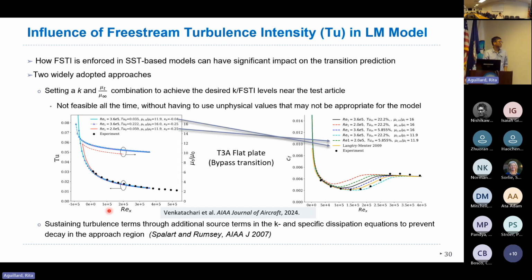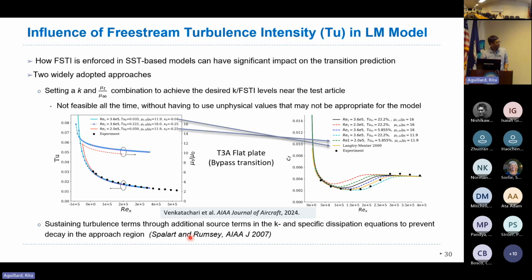And alternative approaches, and sometimes for certain levels of disturbances, no matter how you adjust it, you'll never be able to get that value. For example, the CRM-NLF case, depending on the domain size, whatever you do, you could never get that. So you would have to do some other way of enforcing the disturbance level. The other approach, through Spalart and Rumsey, is that they added a source term which will essentially freeze the decay in the upstream region. As you get closer to the body, that would mitigate that effect.